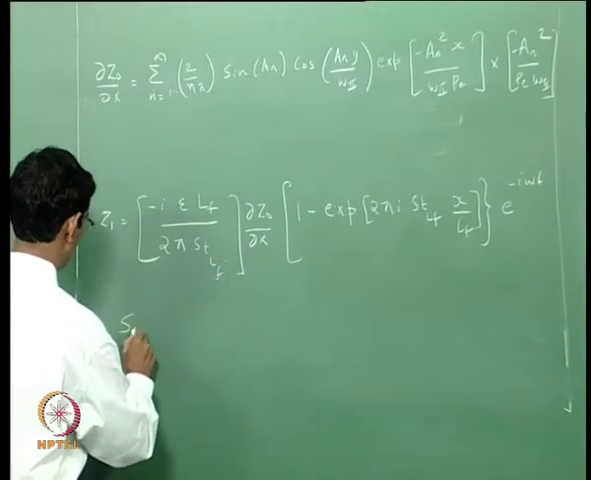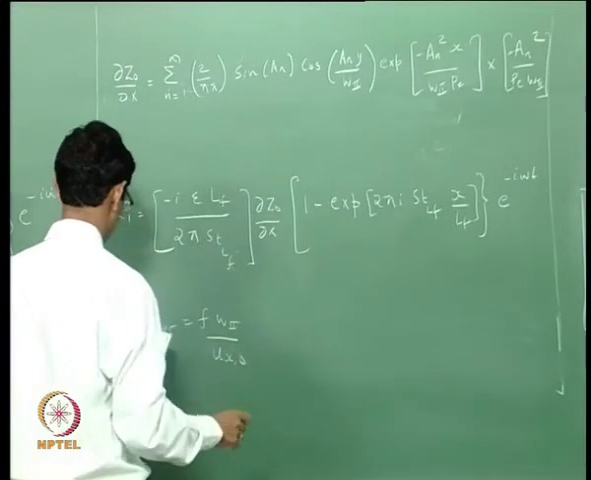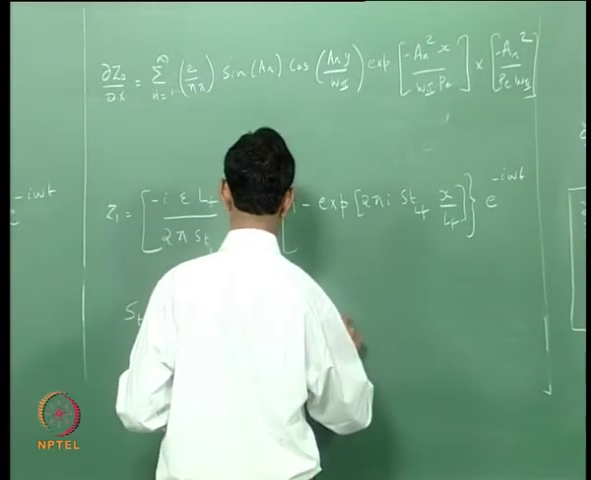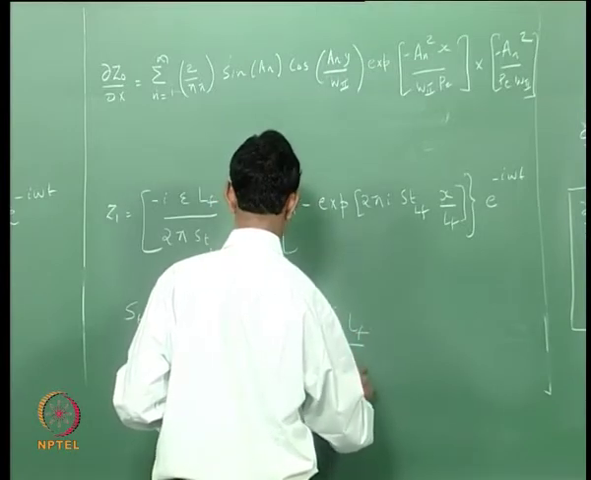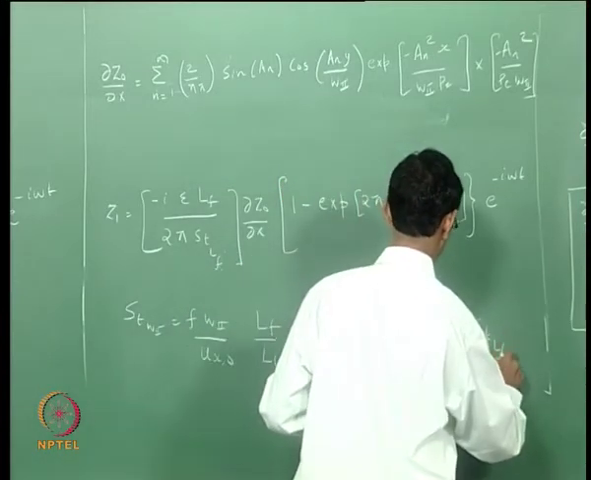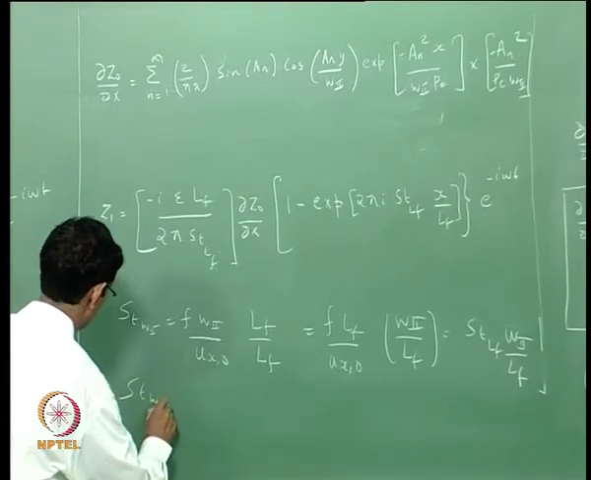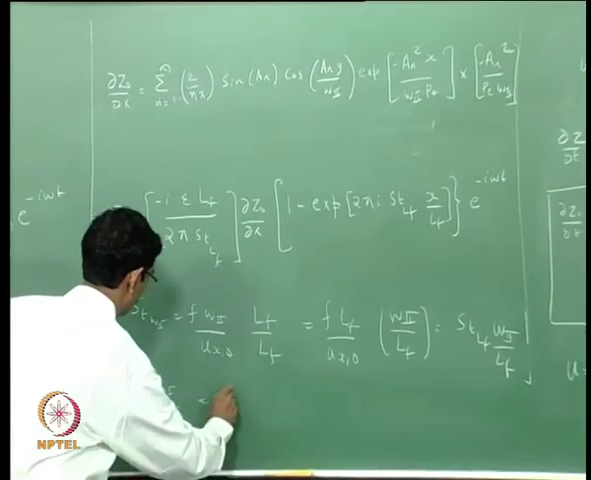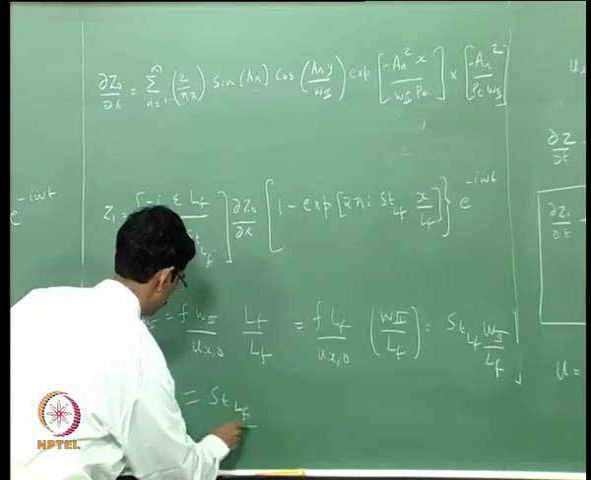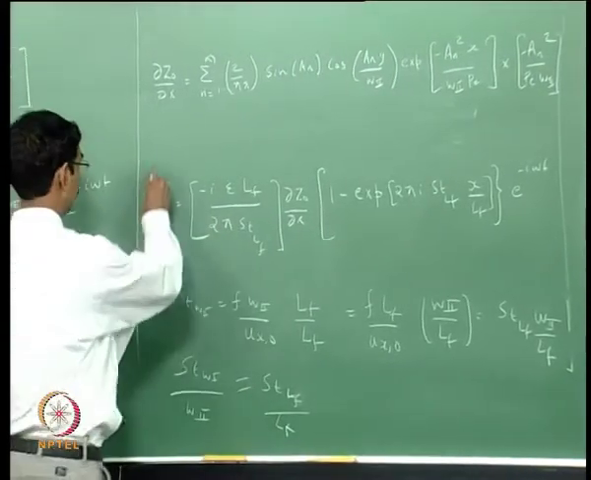where St W2 is equal to f W2 over U_x,0. Now let us multiply top and bottom by L_F. So this can be written as f L_F over U_x,0 into W2 by L_F. This is equal to St L_F times W2 by L_F. So this we have used in here and you get this expression.